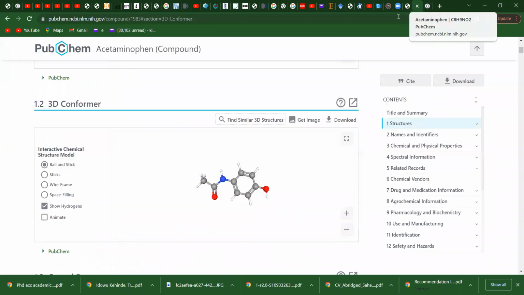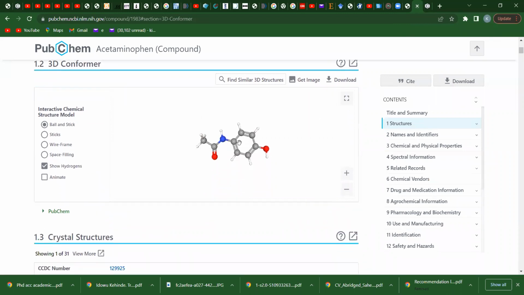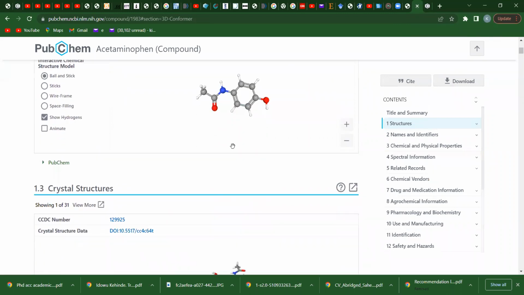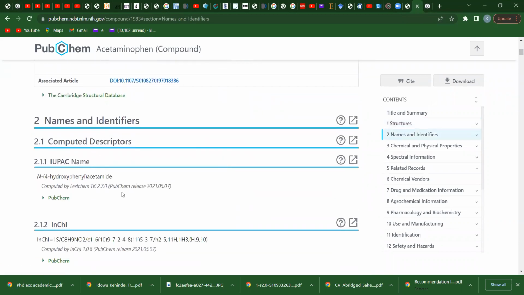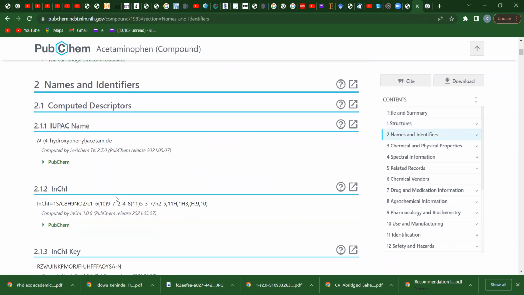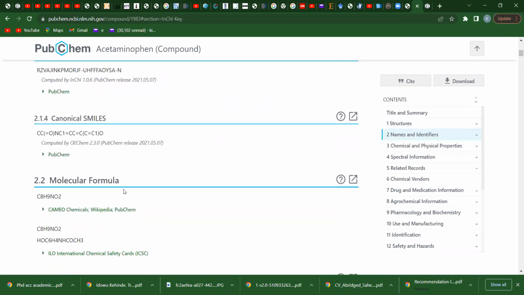So let's go back to that page. Can you see the 3D structure of Tylenol? This is the crystal structure. Then there is also the name. This is the IUPAC name, the systematic chemical name. The structure, everything, the canonical SMILES. We are going to make use of this canonical SMILES in our project.